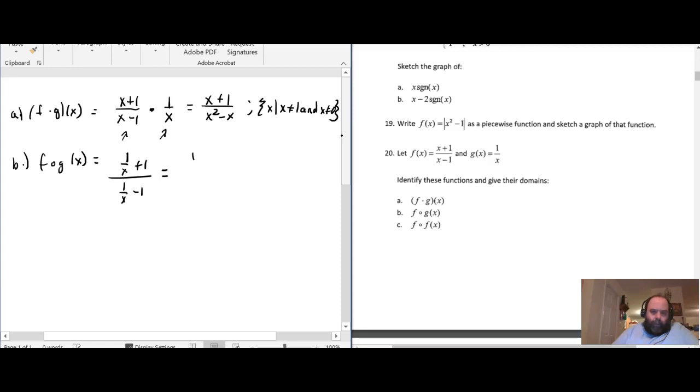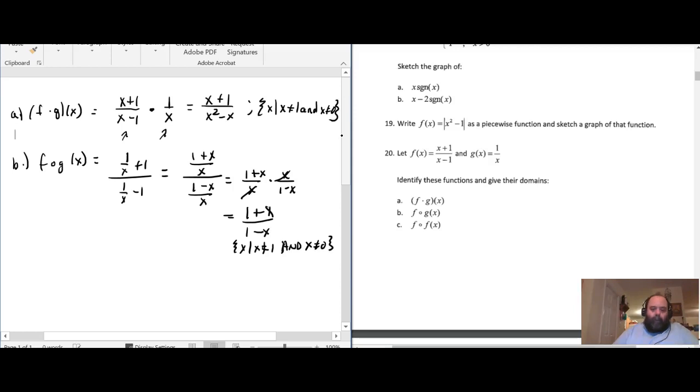Okay, so numerator, I can make this 1 plus x over x. Denominator, I can make 1 minus x over x. So this is 1 plus x over x times x over 1 minus x. Those fall out, which makes it 1 plus x over 1 minus x. On the domain again, x such that x is not equal to 1 and x is not equal to 0. All right, so that's B.